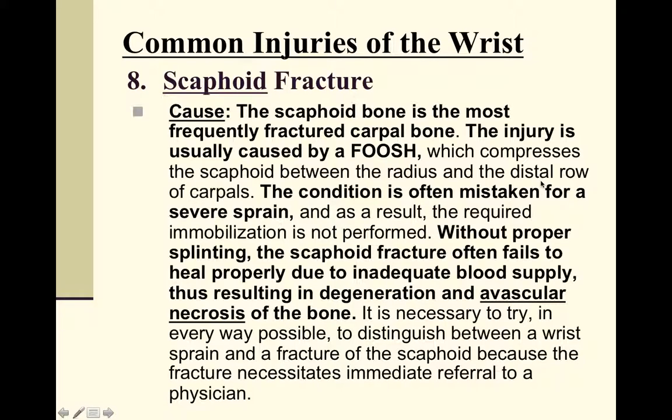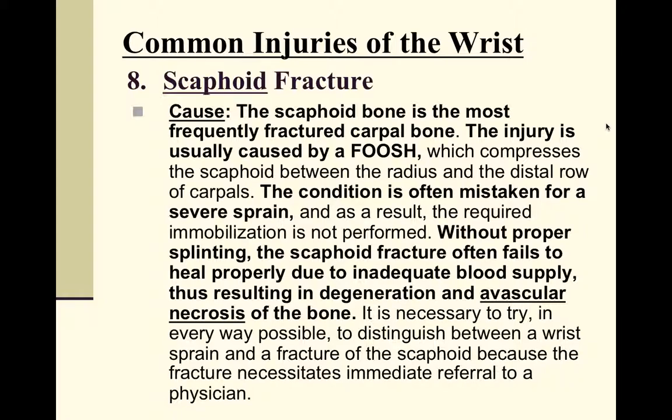Scaphoid fracture, very, very, very common and very, very commonly missed injury. A FOOSH is going to be your most common cause, okay? Just falling on that hand. A lot of times doctors will say, oh, it's just a sprain, no problem. Here's a wrist brace, you'll be fine.